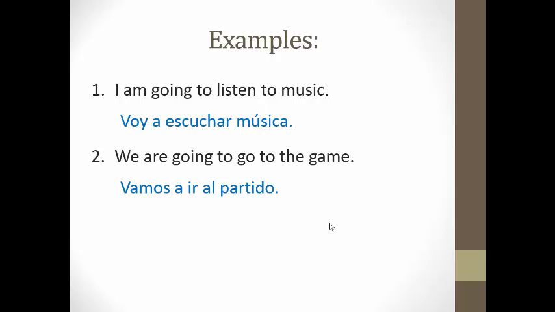Okay, this is a very simple structure that you learned in Spanish 1 in order to be able to talk about the future tense. Okay, today we are going to learn the future tense, something you saw in Spanish 3, so this is going to be a quick review for you.